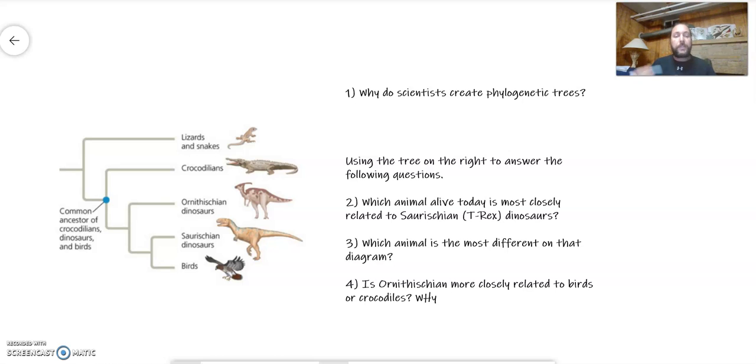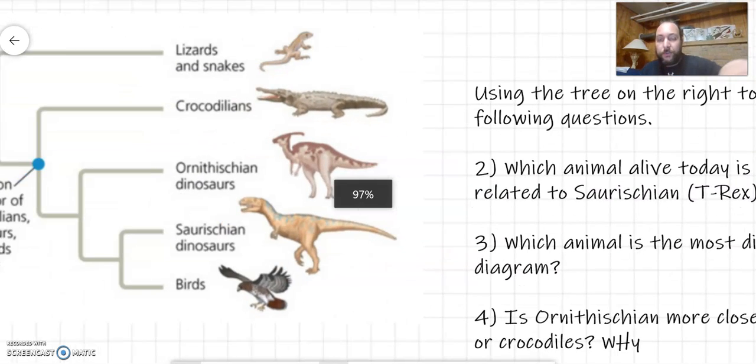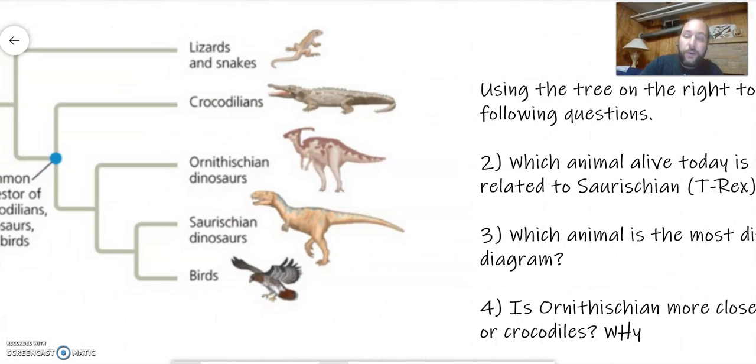So question number 2 says, which animal alive today is most closely related to the Saurischian or T-Rex dinosaurs? Now, if you look closely on here, you can read some of these names, so you don't need to know what a Saurischian is. It's written right there, right? Now, which of these animals are choices? So it could be this one, right? It could, because lizards are alive today, crocodilians are alive today, and birds are alive today.